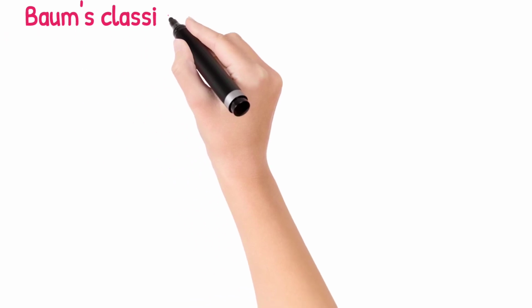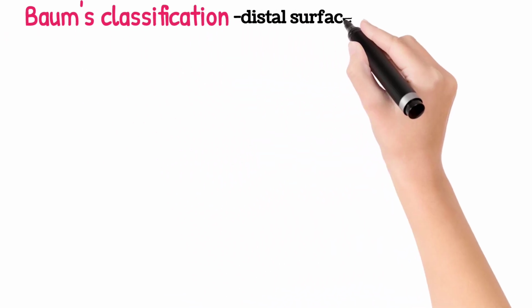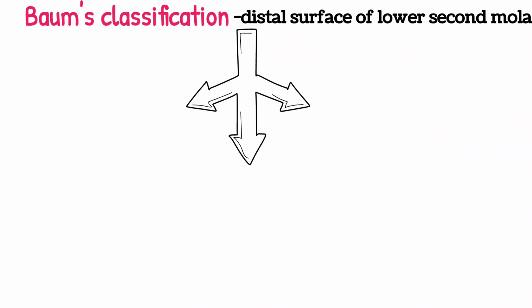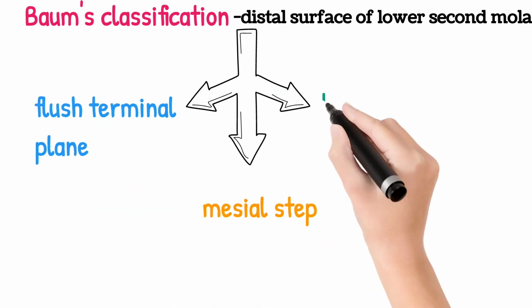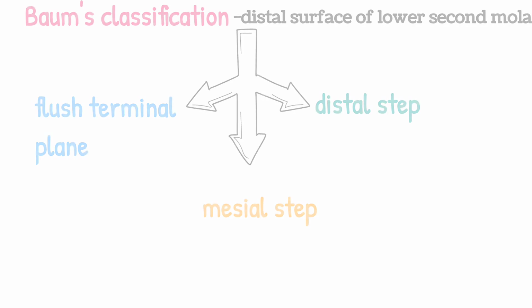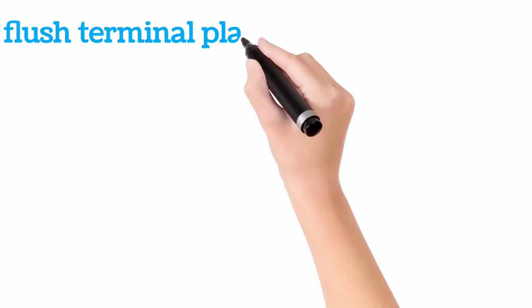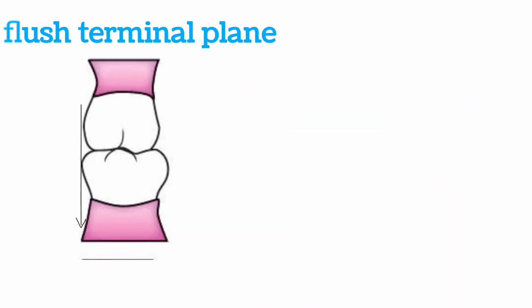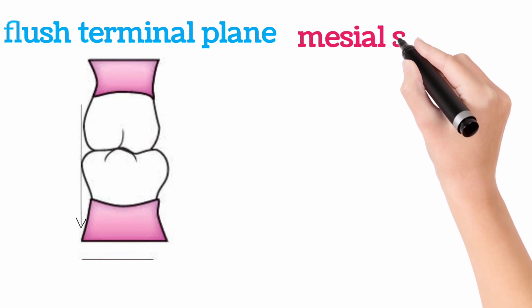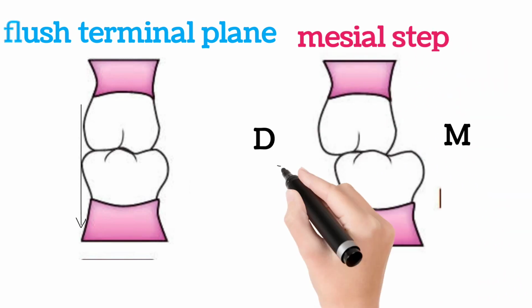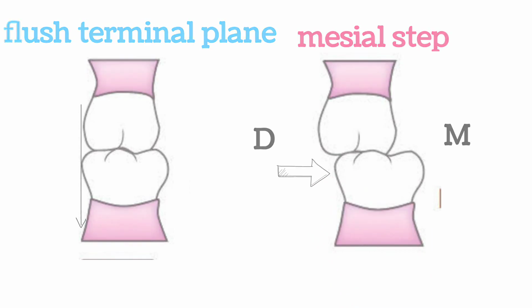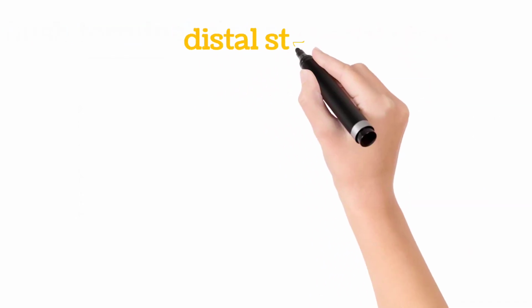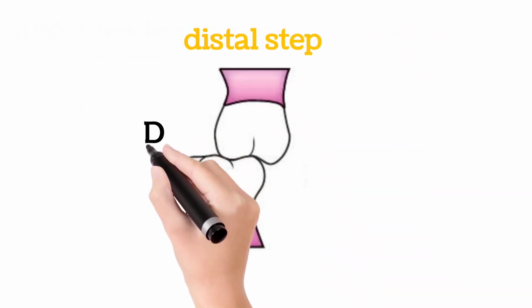According to Baum's classification, based on the distal surface of deciduous second molars, there are three planes: flush terminal plane, mesial step, and distal step. In flush terminal plane, distal surfaces of both molars are in a vertical line. In mesial step, there will be a mesial shift of the mandibular molar. In distal step, there will be a distal shift of the mandibular molar.